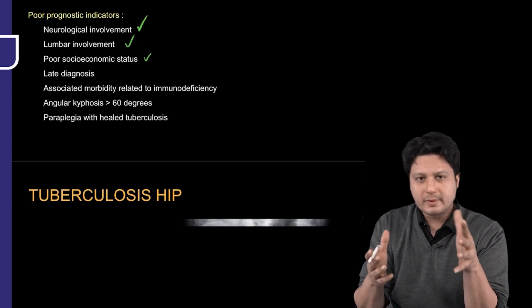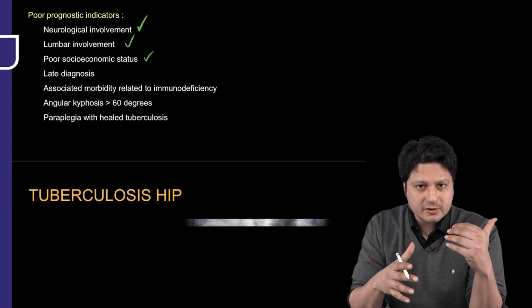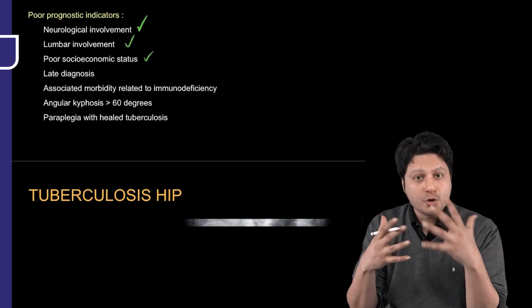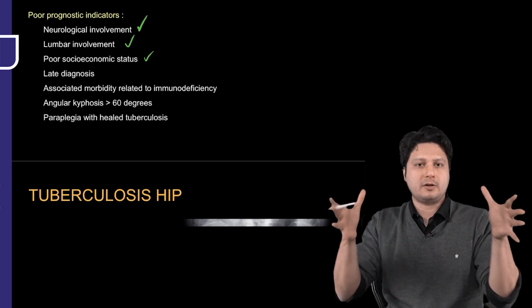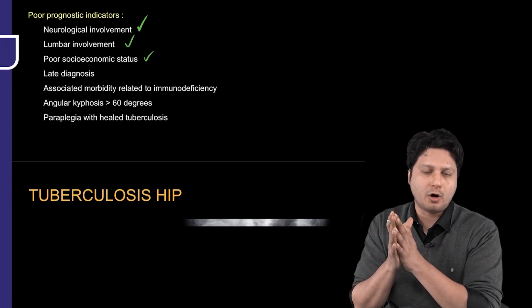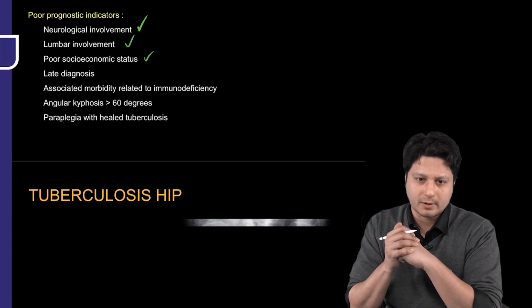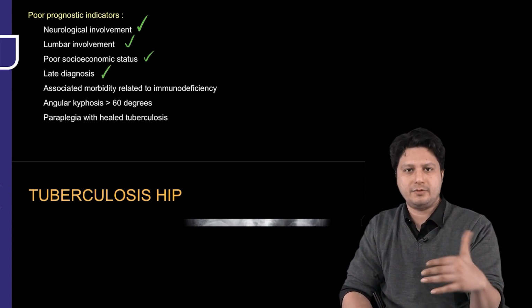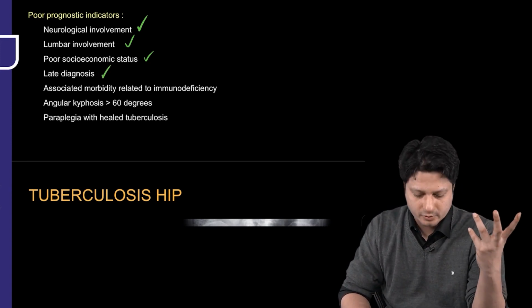Then poor socioeconomic status, yes, because of decreased compliance, because of the conditions the patient is presenting with, or because of the lack of nutrition. All these three things are responsible for increasing the possibility of worsening of this condition, that is tuberculosis of spine. Late diagnosis: you know, for any condition, if there is a late diagnosis, it will be a poor prognostic factor.